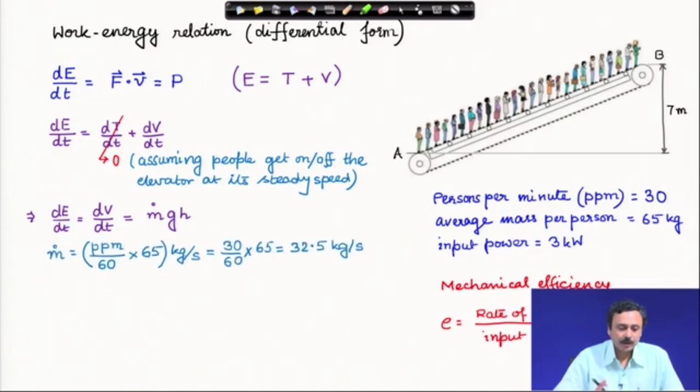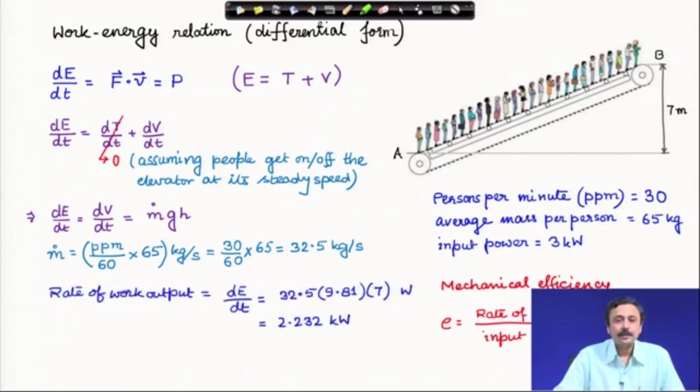Therefore, we have to calculate m dot. How do we calculate m dot? Persons per minute using the escalator is 30, given. Therefore, persons per second is persons per minute divided by 60, and a person weighs 65 kg on average. Therefore, the mass transport rate in kg per second is 30 by 60 into 65, which is 32.5 kilogram per second. This is the rate at which mass is being transported to this height of 7 meter.